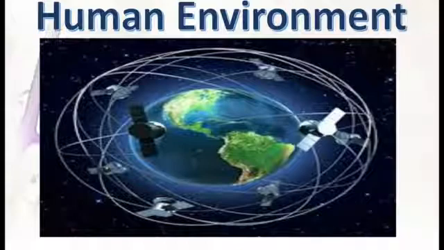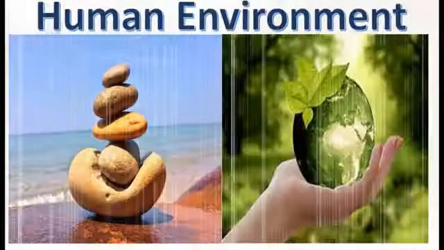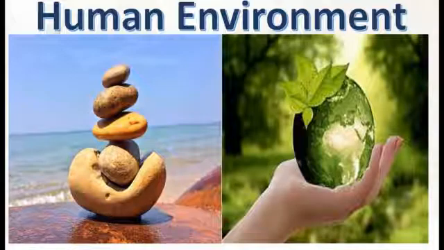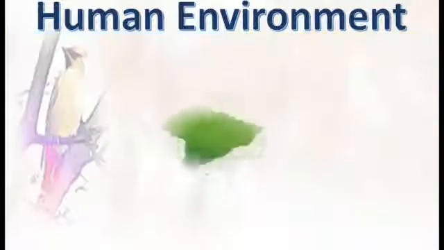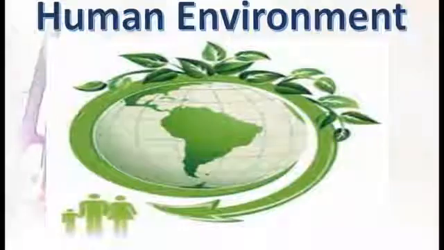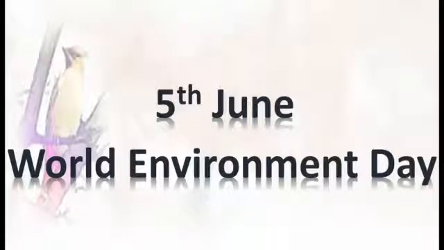Both humans and environment are interrelated. Thus, a perfect balance is necessary between the natural and human environment. Human beings must learn to live and use their environment in sustainable and harmonious ways. Children, there is an interesting fact you should know, that World Environment Day is celebrated on 5th of June every year.